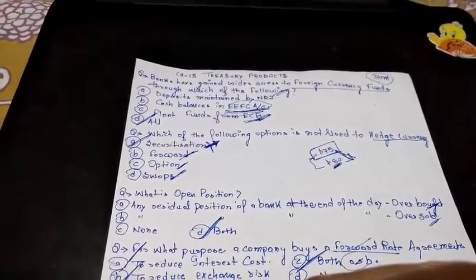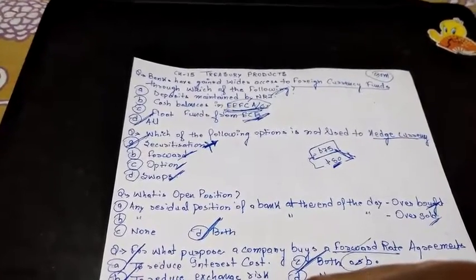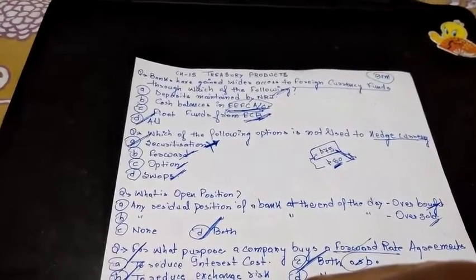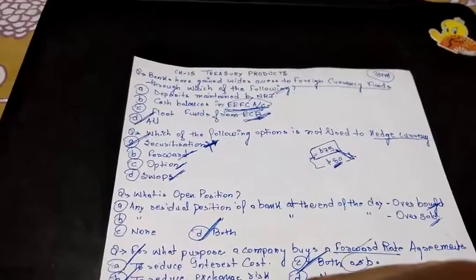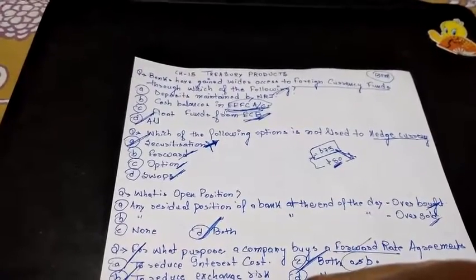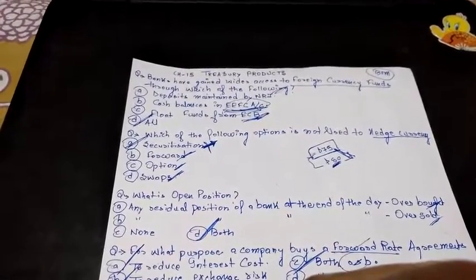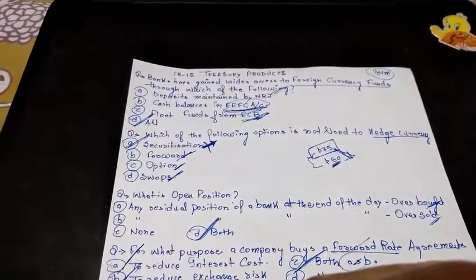If you are not reading books then it's also okay, at least for this module C. This chapter is all about the terms and we will deal with the terms. The chapter name is treasury products. So what all products are the banks dealing in?